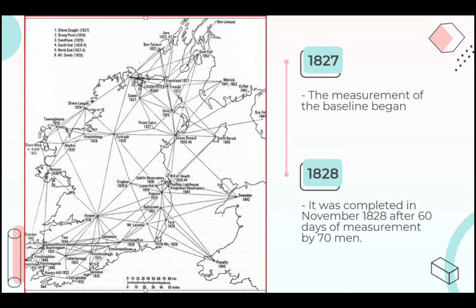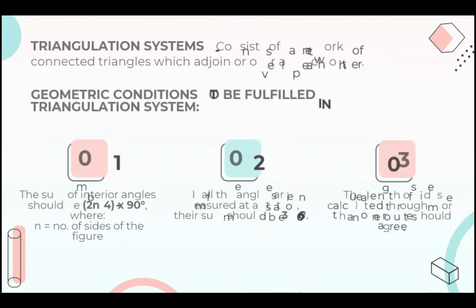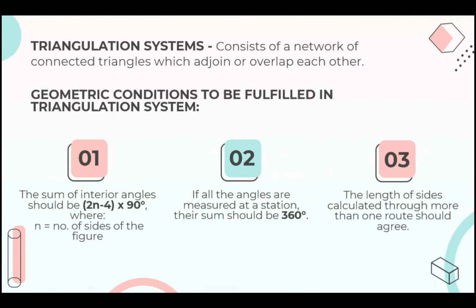Now, let's proceed to triangulation systems. It consists of a network of connected triangles which adjoin or overlap each other, the vertices of which are marked points on the Earth's surface. It is essential that the length of one side be measured directly, aside from the interior horizontal angles, to make possible the calculation of the remaining triangle sides in the net.